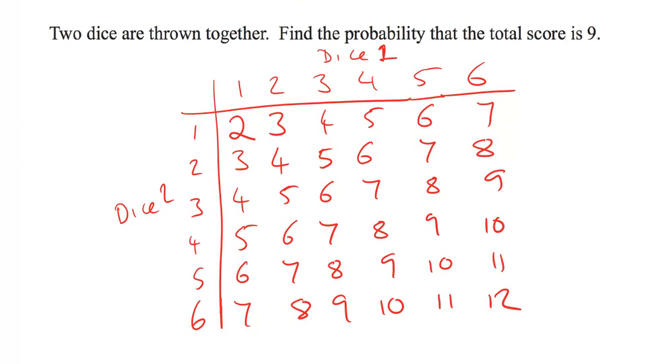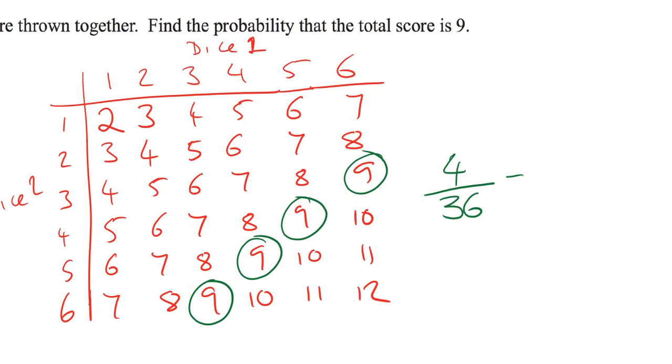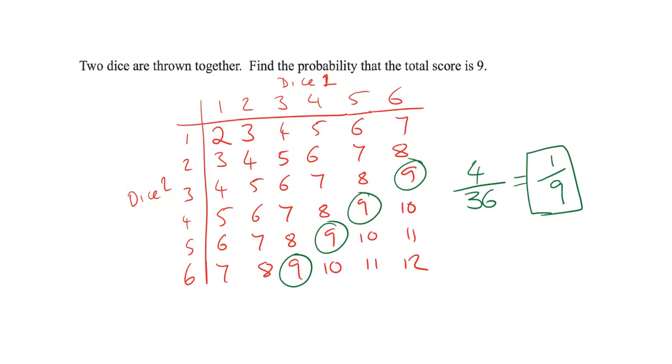So what is the probability that the total score is 9? Well, first of all, how many different possibilities do we have? Well, 6 times 6 is 36. So each one is equally likely, so this is going to be something out of 36. So how many of those 36 different equally likely outcomes is a 9? Well, we have 1, 2, 3, 4. So our answer is 4 out of 36. We can divide them both by 4. That's going to be 1 over 9.